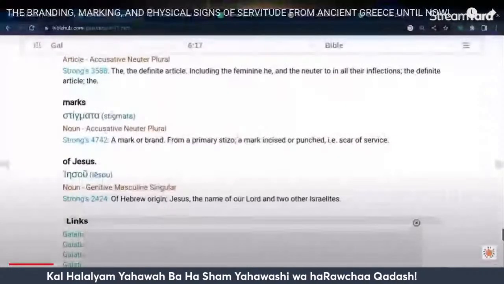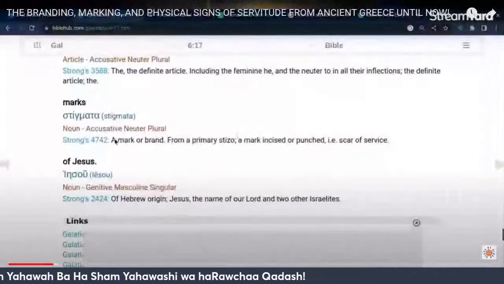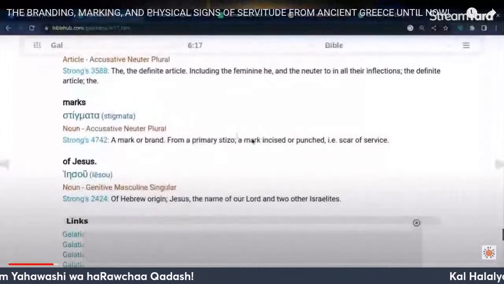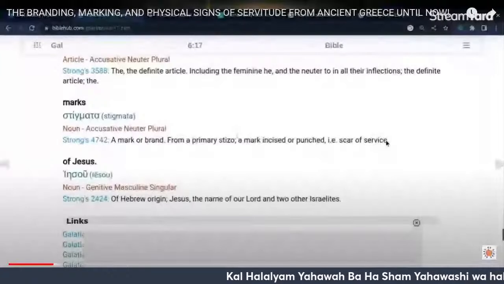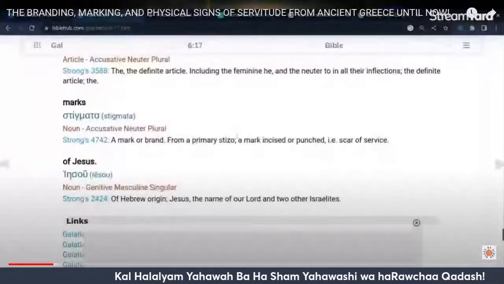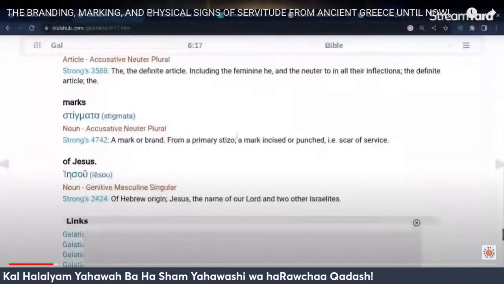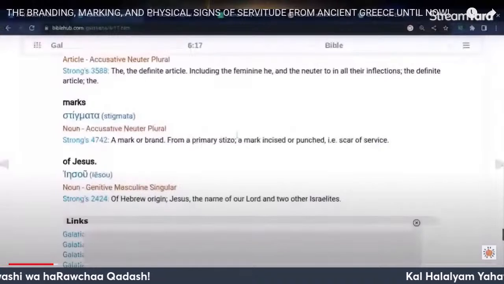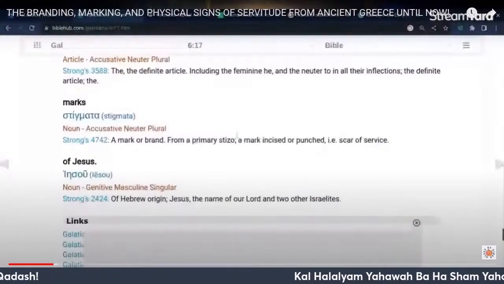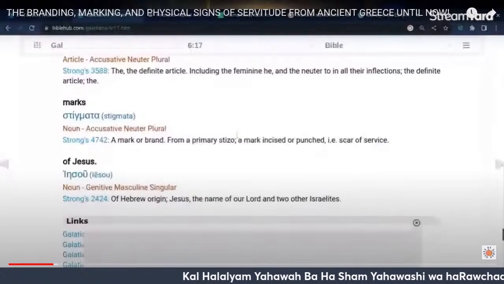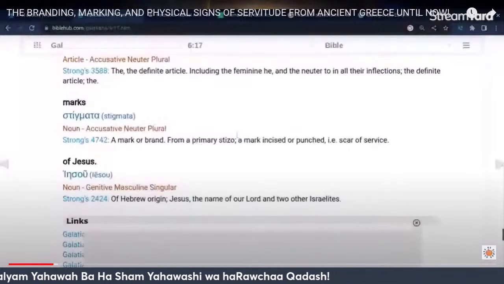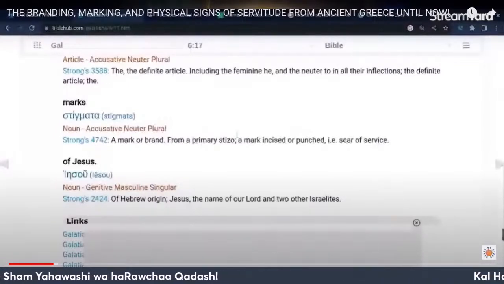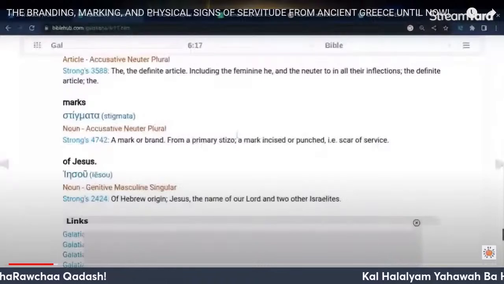You go into that word mark, and in Galatians 6:17, it says, stizo, a mark incised or punched, a scar of service. So again, not just slaves was getting marked and branded back in the ancient world. It was also common for men to walk around with brands on them who are part of legions, who are generals, who are part of certain armed forces of the ancient world. Soldiers, centurions, and so forth were walking around branded and marked. Paul is taking on that to make the point. He's taking from that understanding to make the point.